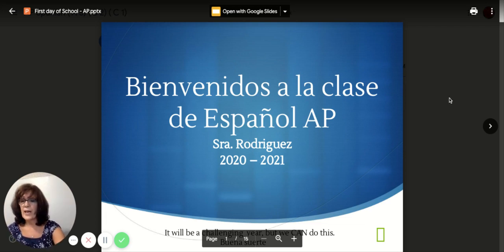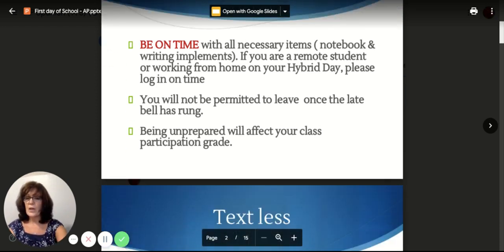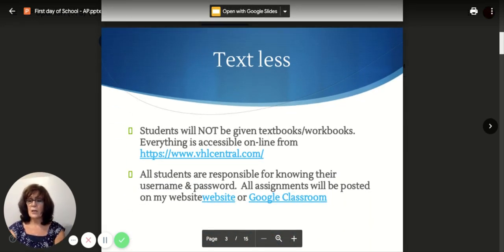I will go over right now the PowerPoint presentation in the back. The first thing is preparation. Whether they're home or in school, it's very important that they log in on time if they're home or they arrive on time to class. And they need to be prepared with their books, their classwork, and any other materials that they might need for the day.